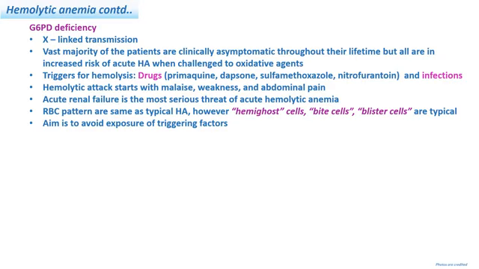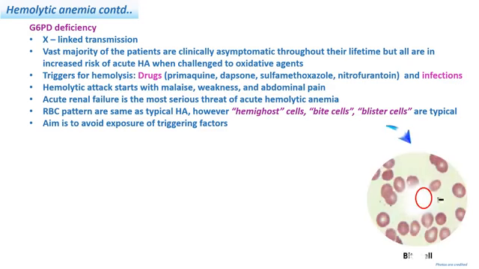Hemolytic attack starts with malaise, weakness, abdominal pain. Acute renal failure is the most serious threat of acute hemolytic anemia. RBC patterns are the same as typical hemolytic anemia. However, hemighost cell, bite cell, blister cell are typical for G6PD deficiency. Our aim is to avoid the exposure to triggering factors. This is the picture of a bite cell.